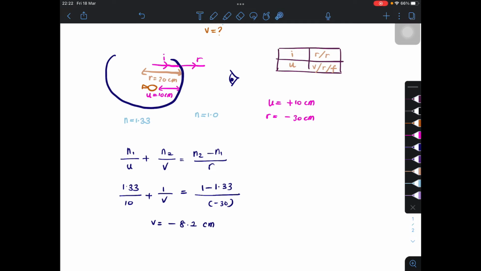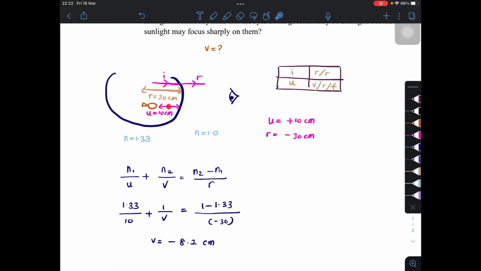So at 8.2 centimeter, maksudnya the image will appear to be around here lah. Sebab daripada sini ke sini adalah 10 centimeter. Maksudnya maybe around here is the image. Okay, Miss letak dot saja.